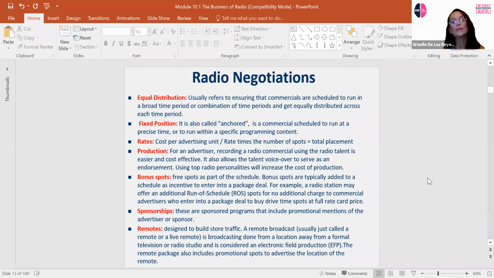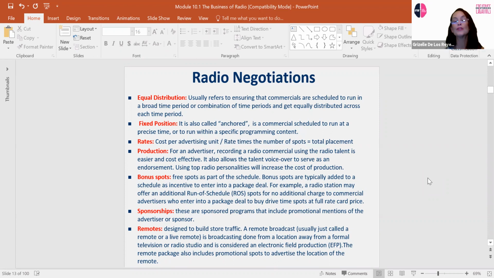Okay. So in radio negotiations, these are things that you can negotiate. For example, equal distribution if you're buying an ROS, or you're buying different day parts. Remember fixed position, you already went through this in the last module. This fixed position is an anchor position, and it's scheduled to run at a precise time. Your rates are that, how much are you paying for it?